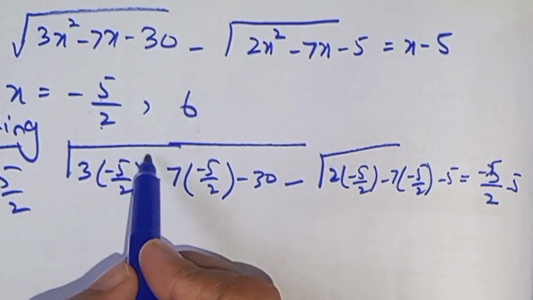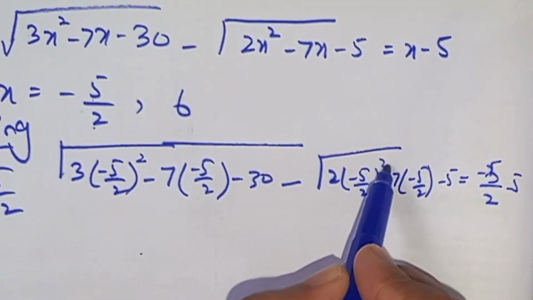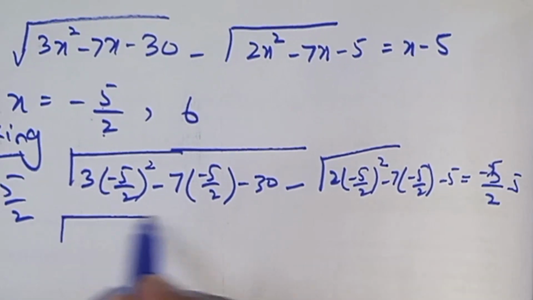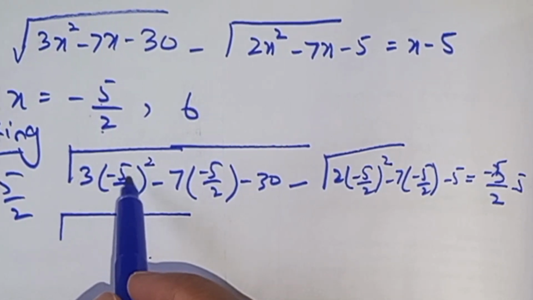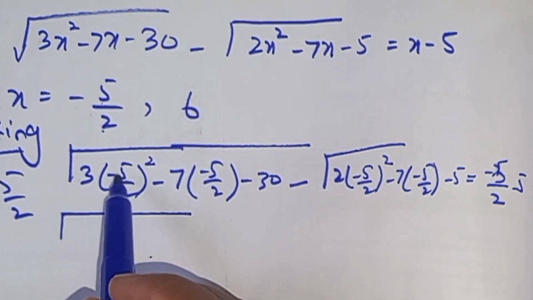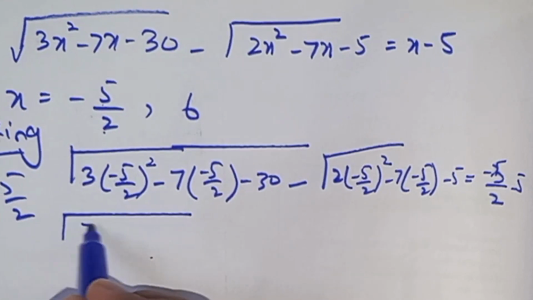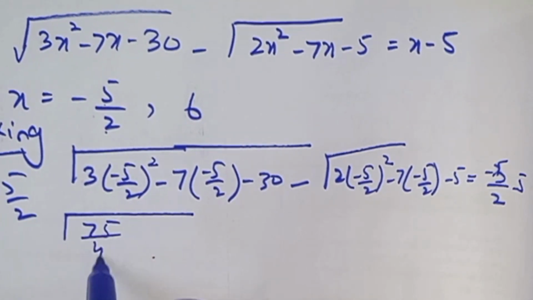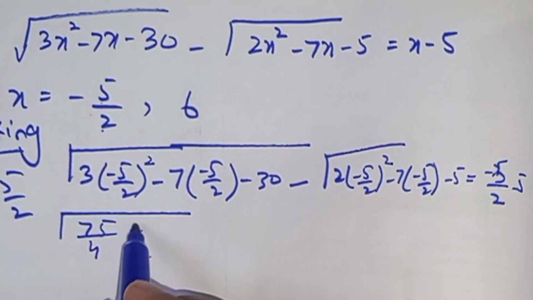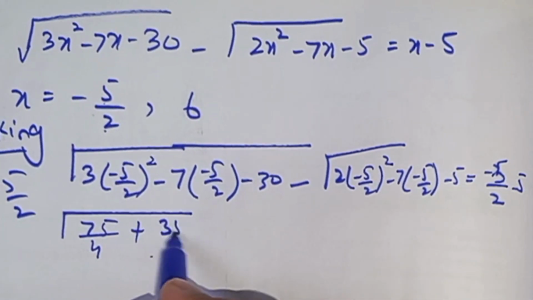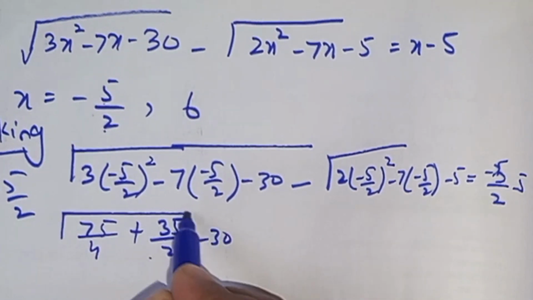Here we write x squared. So this will become minus 5 over 2 squared, which is equal to 25 over 4. Multiply this by 3, then we get 75 over 4. Minus and minus will become a plus 35 over 2, and this is minus 30.